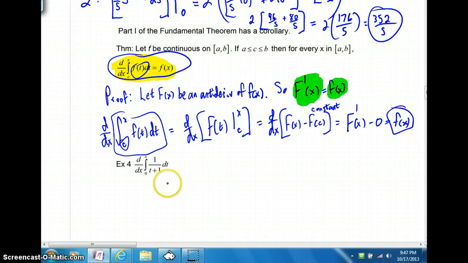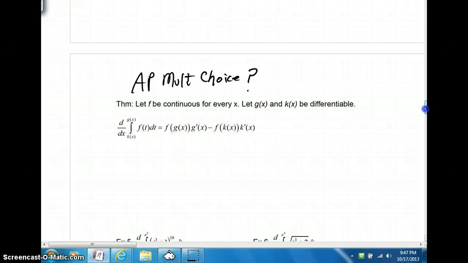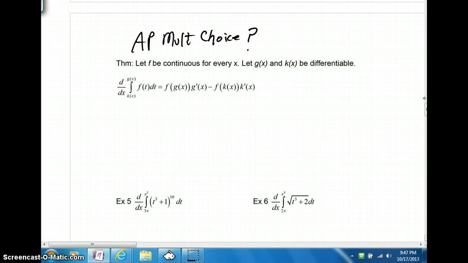In this regard, you could actually get away with that. We have to be very careful about that type of thinking, though. But according to this corollary, this theorem, what we're seeing is take the derivative of this accumulation function up here with x. What we will be left with is just plugging in an x into the integrand, and we are done. Wow, look at that. 1 over x plus 1. That's it.